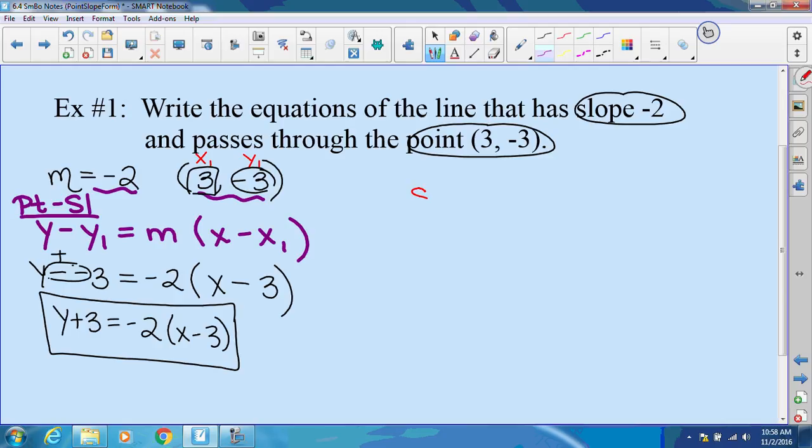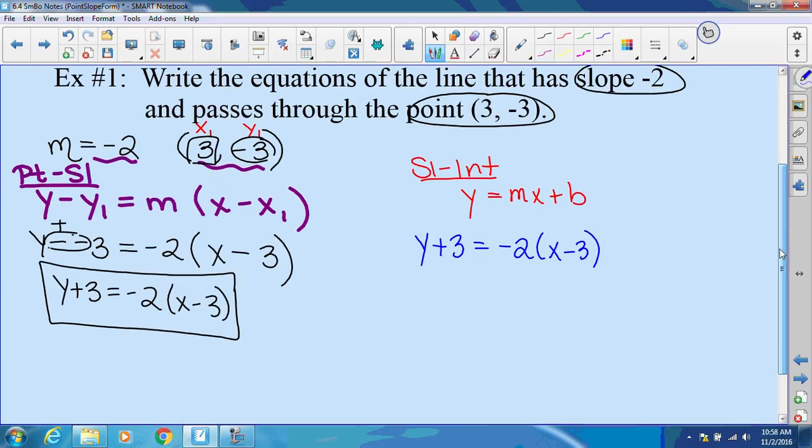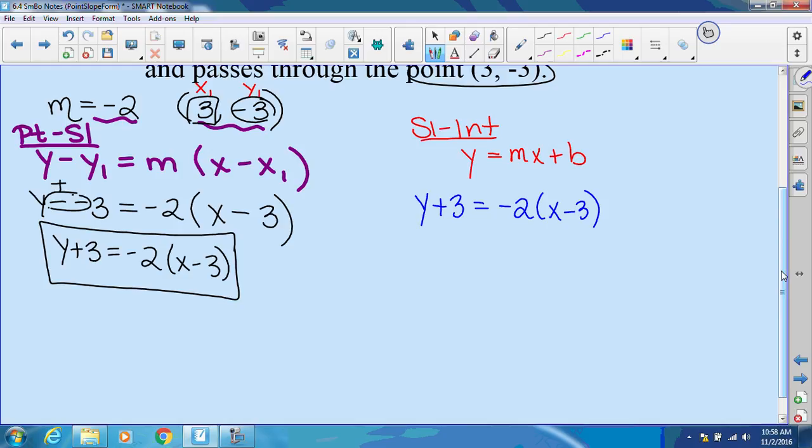Now we're going to put it in slope intercept form. I'm going to abbreviate that. So as a reminder, slope intercept form is y equals mx plus b. So whenever you're doing slope intercept form, you're going to take your equation and we are solving for y. We're going to solve this for y. So the first step that I would do in solving for y, I need to get rid of these parentheses. So I'm going to distribute this through.